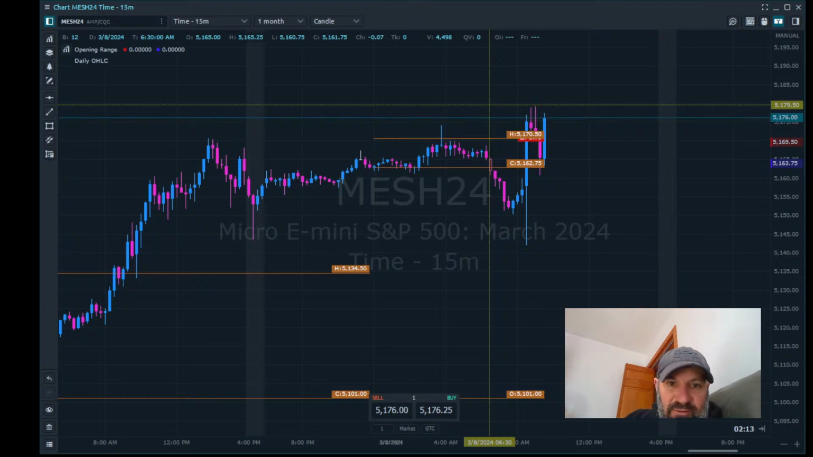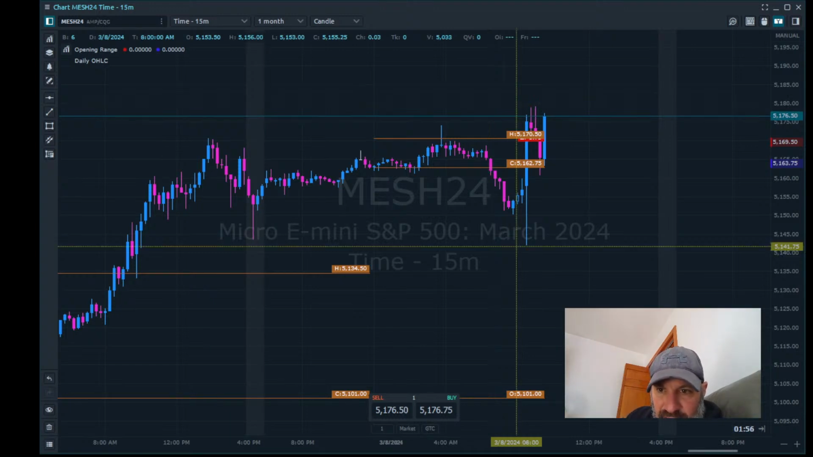to head towards yesterday's close, and maybe even the high from the previous day, but I don't think we're going to get below 51.41.75, which was from early this morning at about 8:30 on the news.